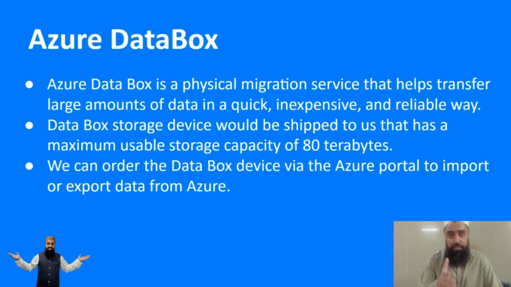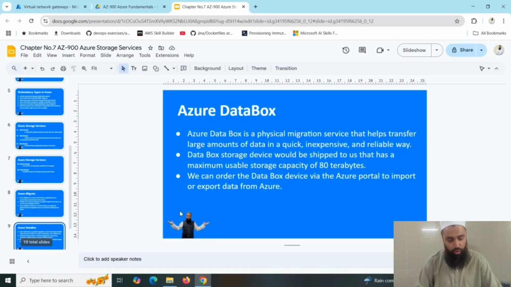For instance, if I have 80 terabytes of data and I want to move it to Azure, then I am going to use the Azure Data Box, and that Data Box device can be ordered from the Azure portal. Once I have this device, I have to copy my data to the Azure Data Box device, and then that data would be copied to my storage account in Azure. This is a physical migration service known as Data Box.